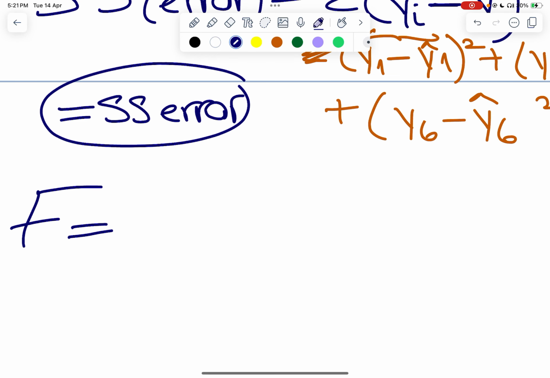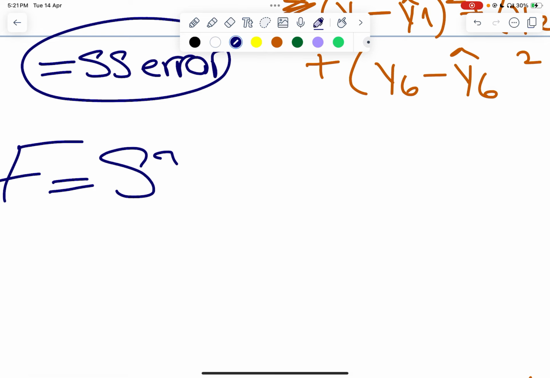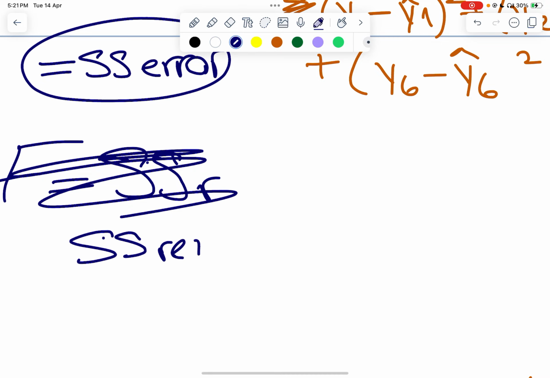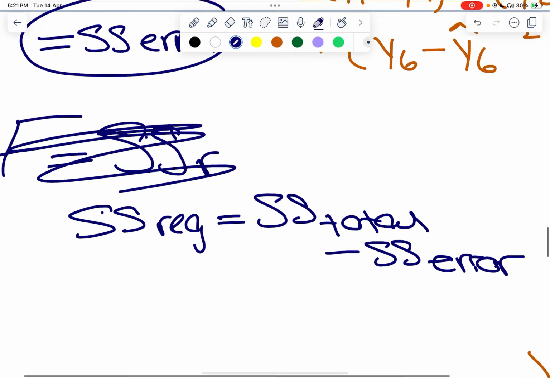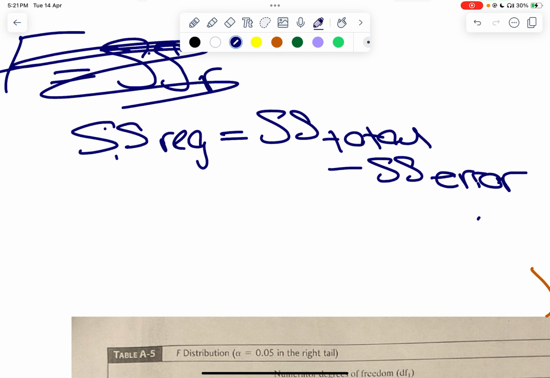So F is equal to, oh, sorry, SS regression is equal to SS total minus SS error. This is just me rearranging the equation where we had SS regression plus SS error was SS total. So I just rearranged this, so you get SS regression.